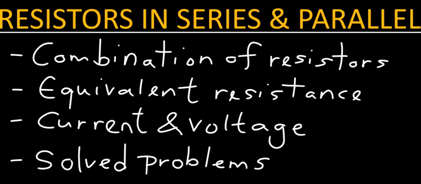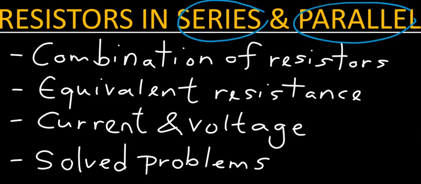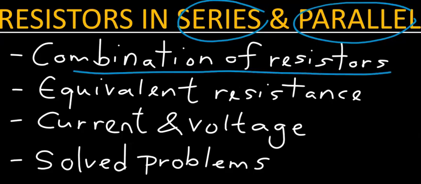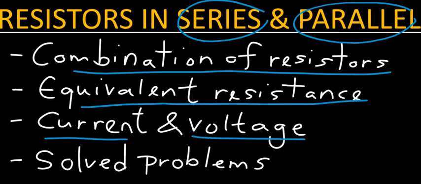In this video, we will look at resistors in series and parallel. We will discuss the combination of resistors that are connected in series and parallel. In doing so, we will introduce the concept of equivalent resistance for a particular network of resistors. In calculating the equivalent resistance, we shall look at how the current and voltage are distributed among these resistors. We will then look at some solved problems to highlight these concepts.